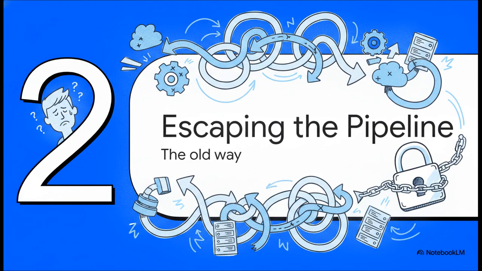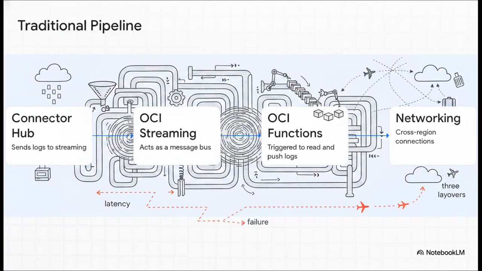Moving on to Section 2, escaping the complex pipeline, the old way. Let's examine that clunky, traditional architecture giving us all headaches. Honestly, it's essentially a Rube Goldberg machine. First, you need a service connector hub in every single source region. Then, that hub sends logs to OCI streaming, acting as a message bus. Next, you need OCI functions triggered by those streams just to read the logs. And finally, you've got complex cross-region networking pushing those logs to your home region's logging analytics instance.